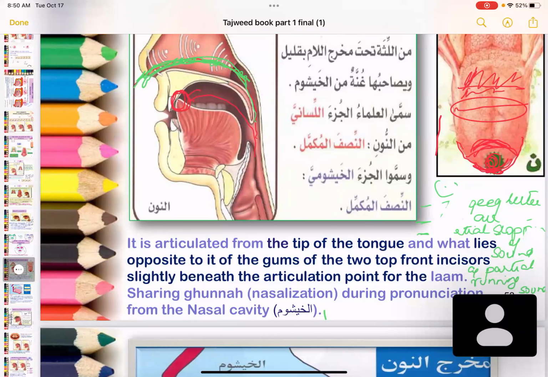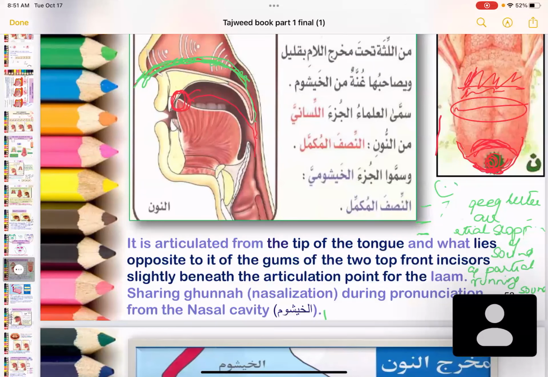Okay? If you look at the diagram on your right, you will see the area being highlighted in green. And then I have marked it in red. I made it into an area where I have shown you where this area is in a red circle. That's where you have not just the tip of the tongue, but also the surface of the tongue involved in the articulation of the sound of Noon.